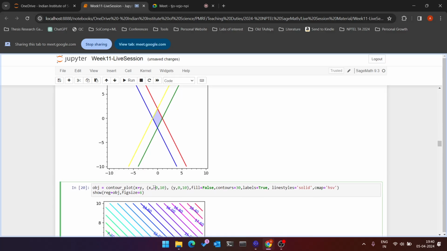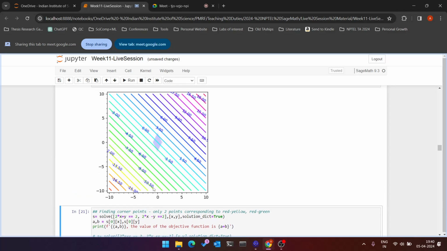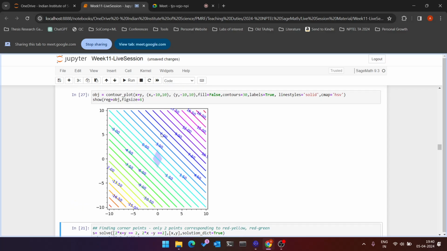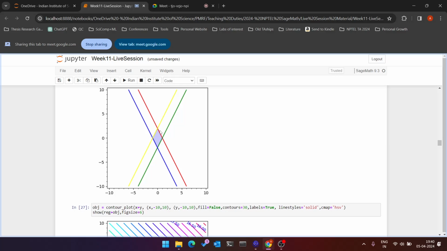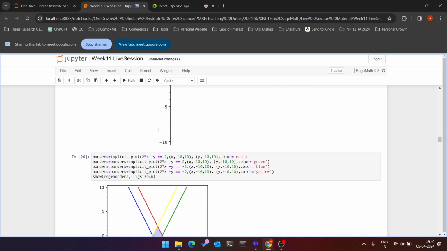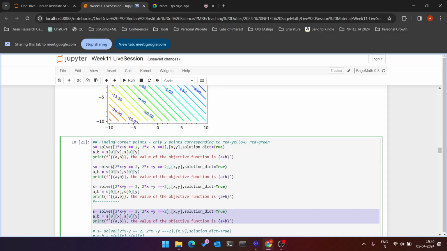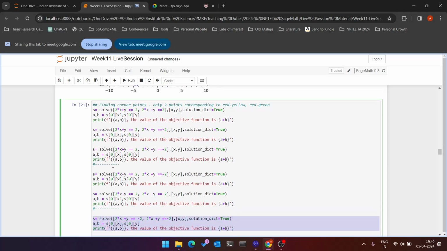And if I now plot the contour plot, right? So again, we expect the top point to be the solution, and the top point, as you can see, is the intersection between the red and yellow lines. So it's unchanged from the previous constrained solution, but now we will have to solve for all the intersection points of the lines.